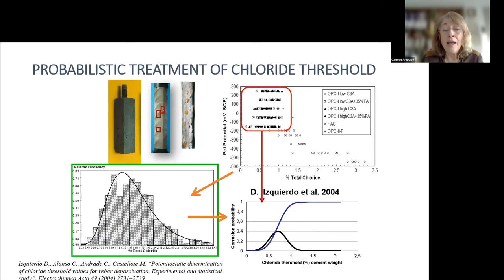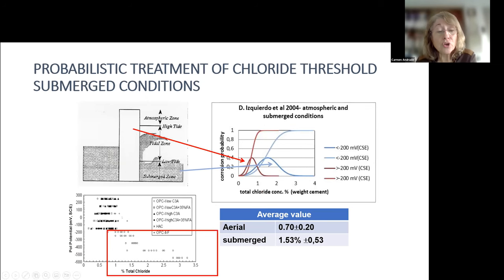I mean, this is the basic fundamentals of the work. And we studied it statistically. The statistical work by David Izquierdo studied the two ranges, this one on one hand, and after this one, that is a different range. He studied this statistically and came up in 2004 with this distribution that has been shown by Frank, in which we plotted the probability of corrosion depending on the chloride content. And these were the specimens. And he also studied the lower set of values, and this other figure appears.